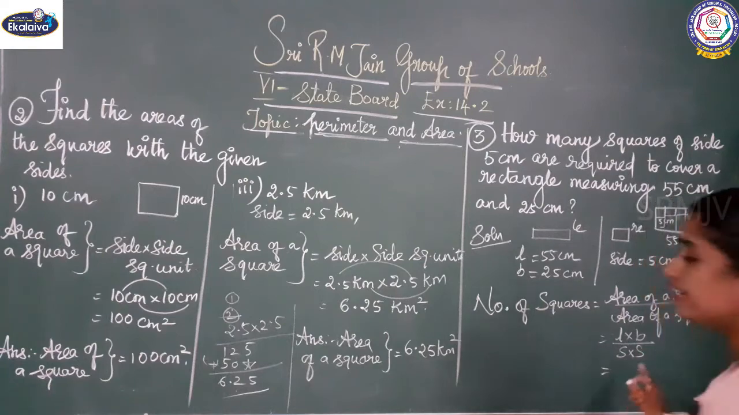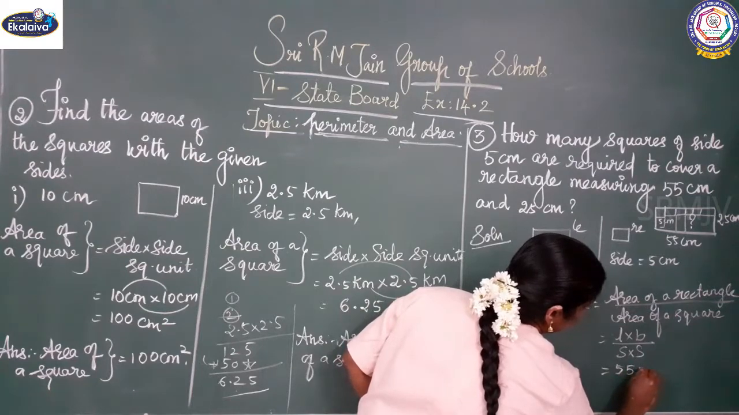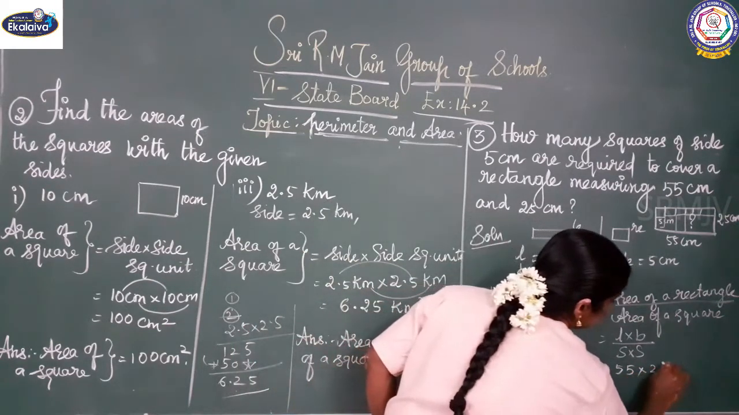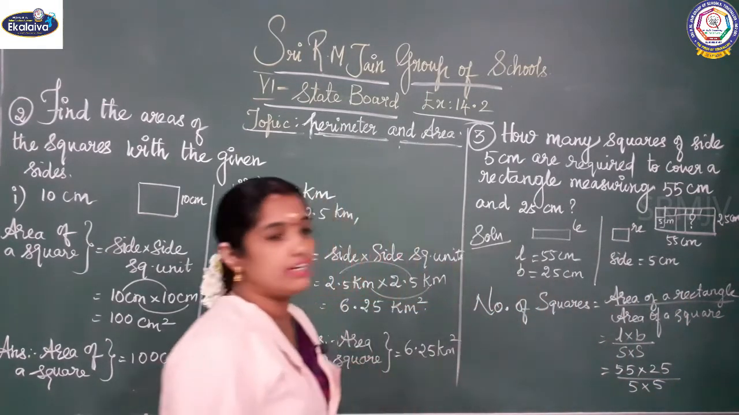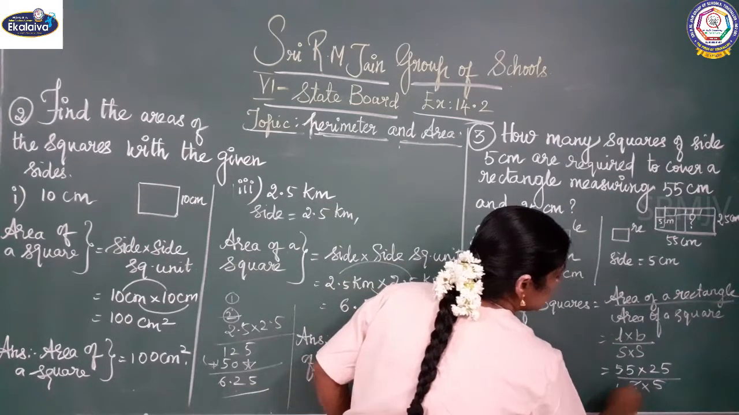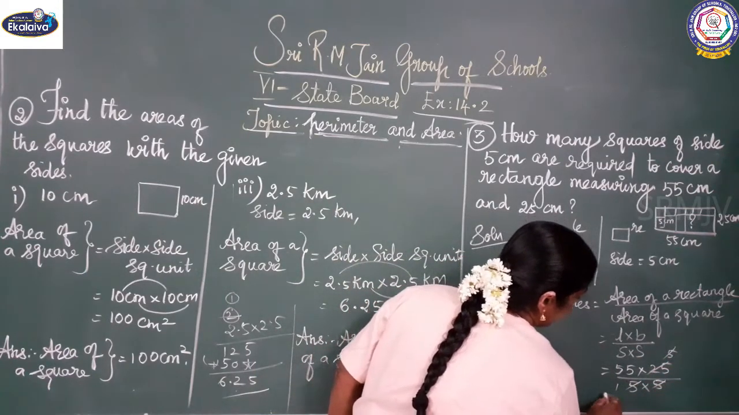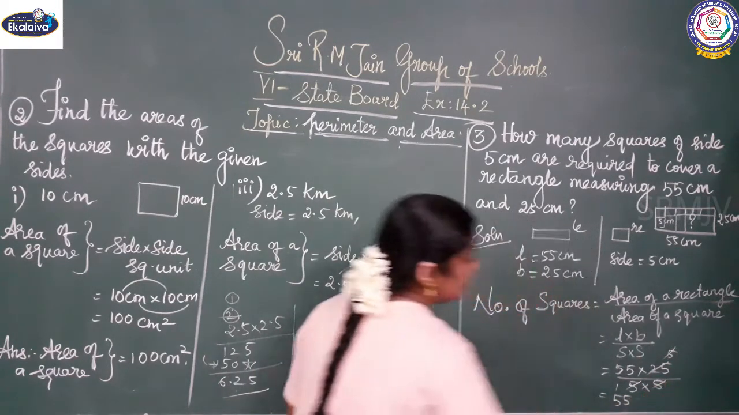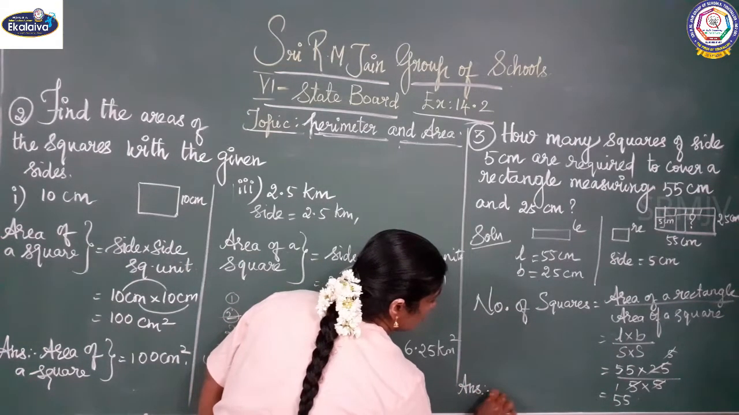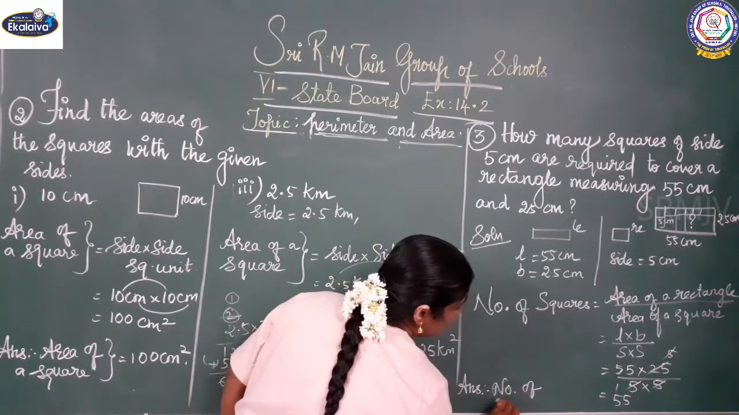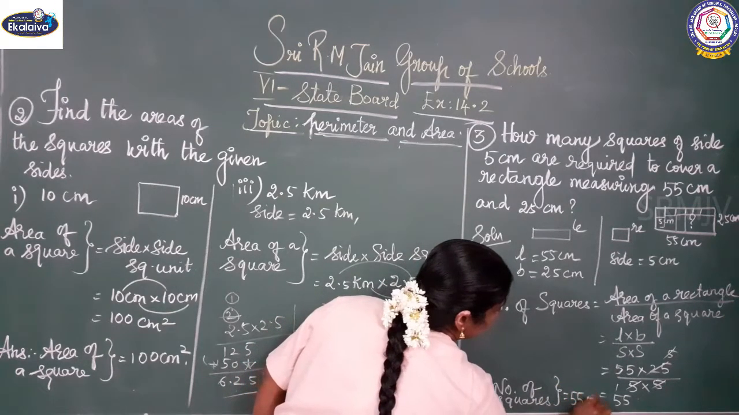See, what is the length here? 55 into 25. 55 into what is your breadth? 25. And what is side? 5 into 5. Listen, children. 5 ones are 5, 5 5s are 25. Again 5 5 getting cancelled. So what is that? 55. Got it? Now I am going to write the answer. Number of squares is equal to 55.